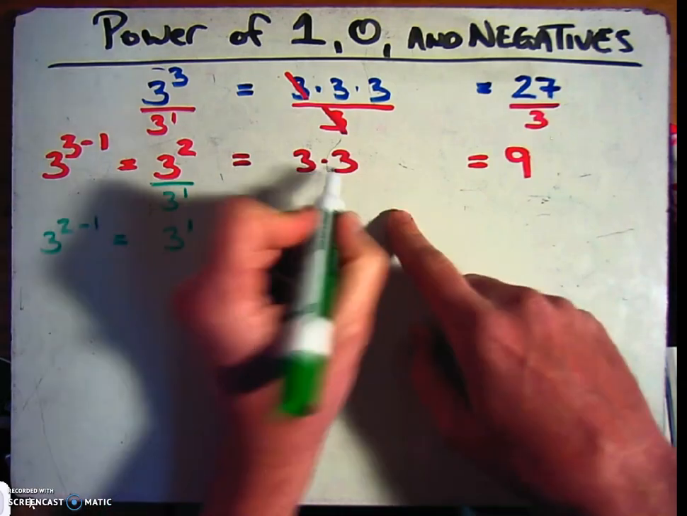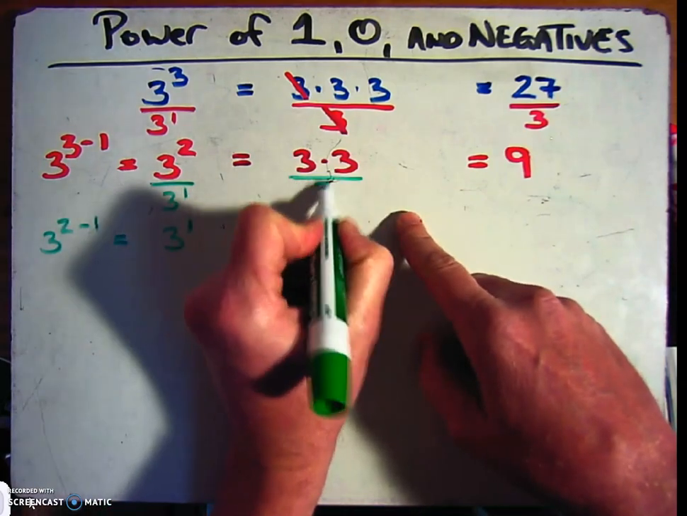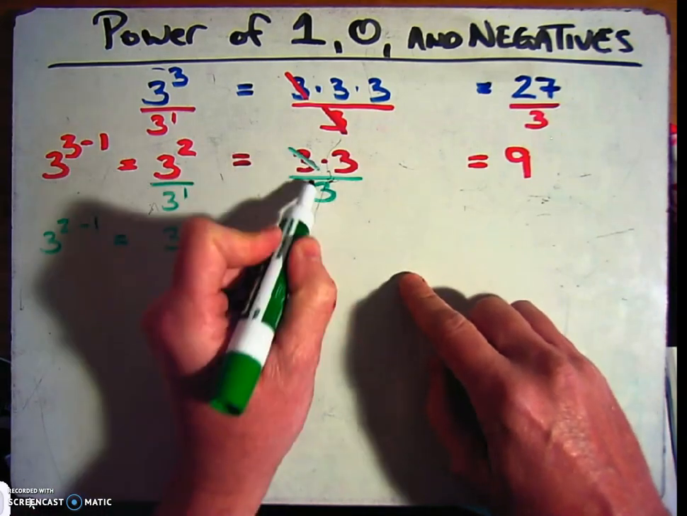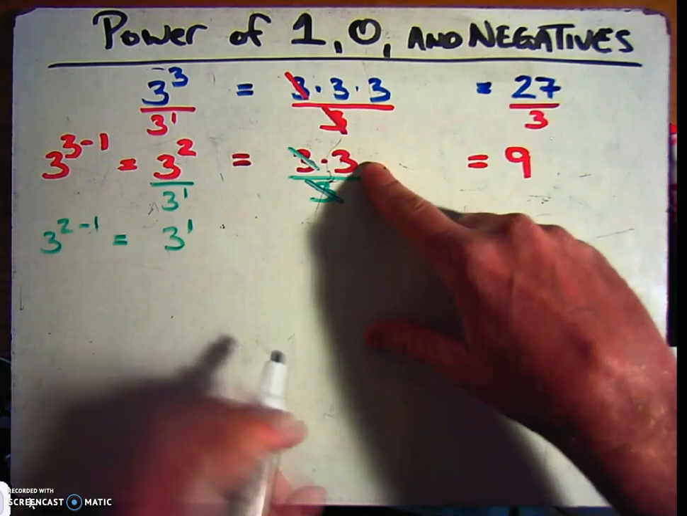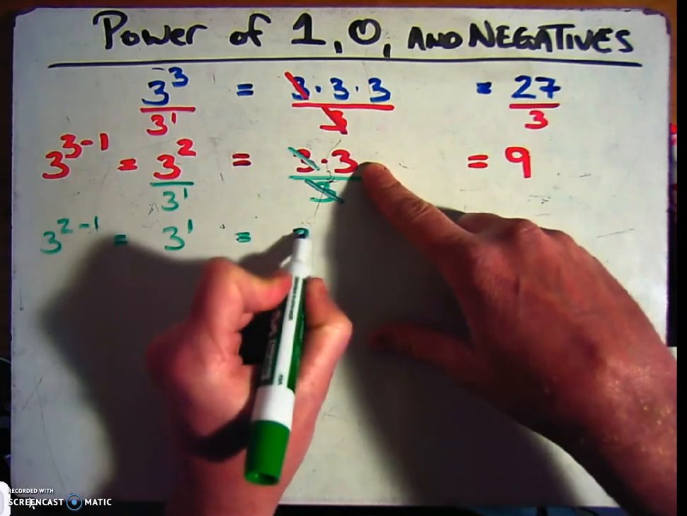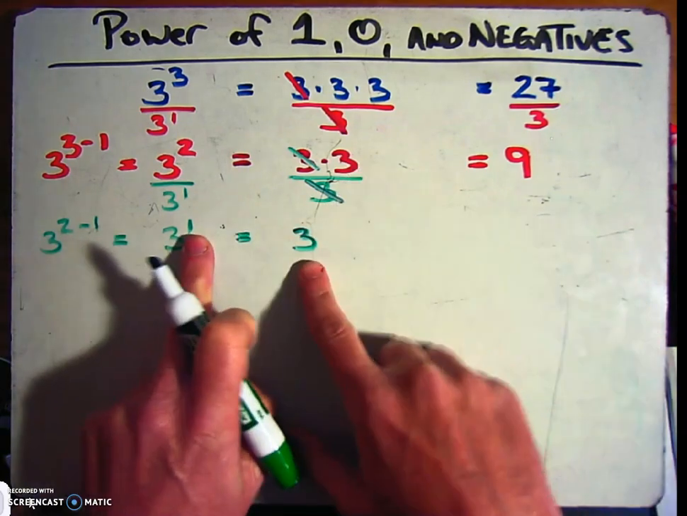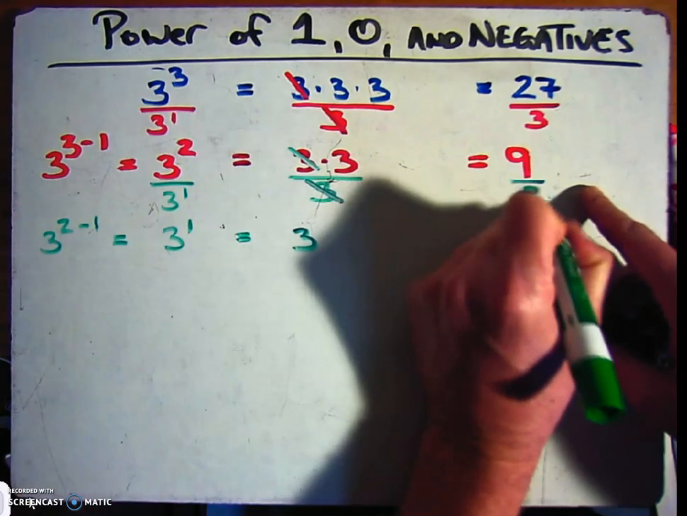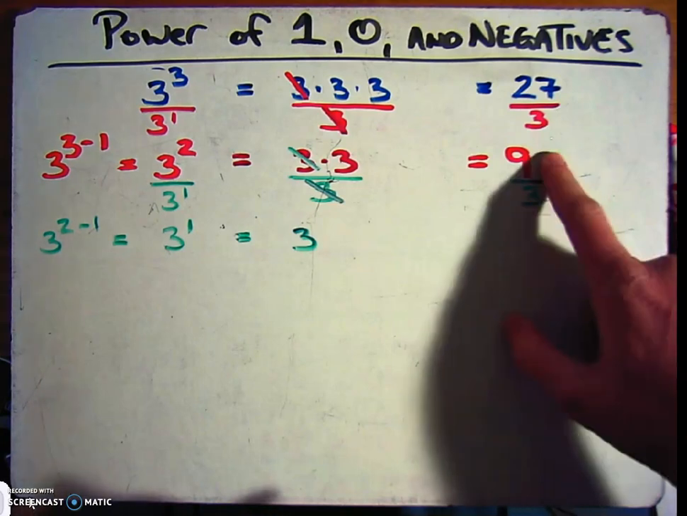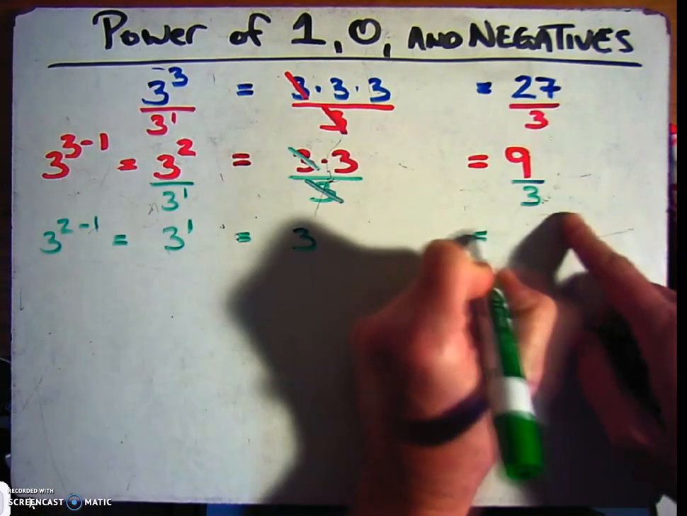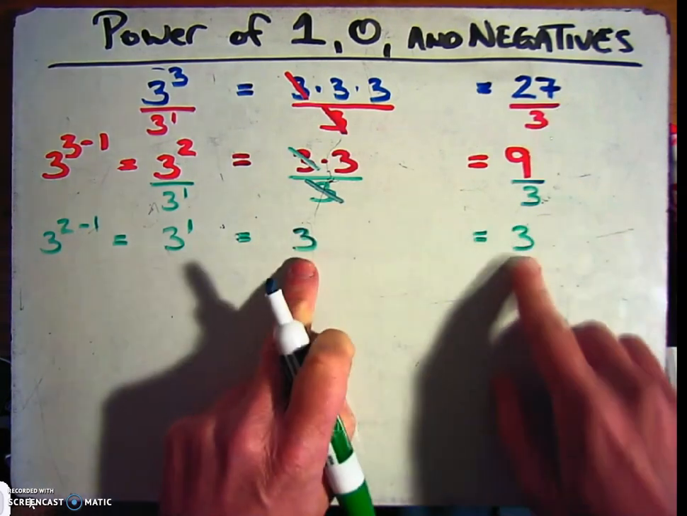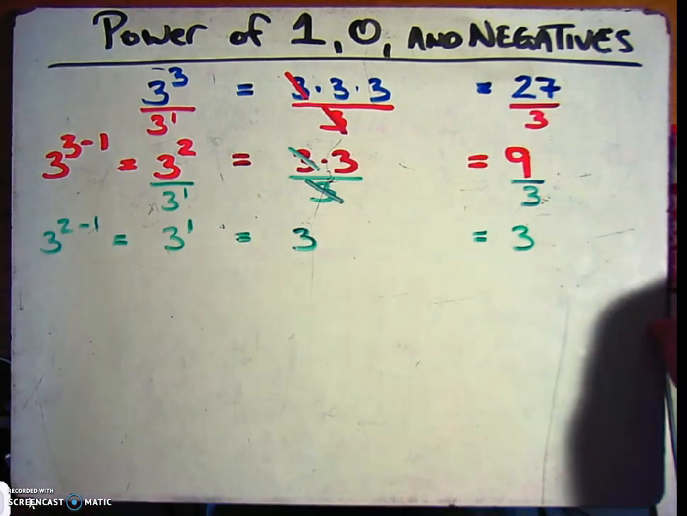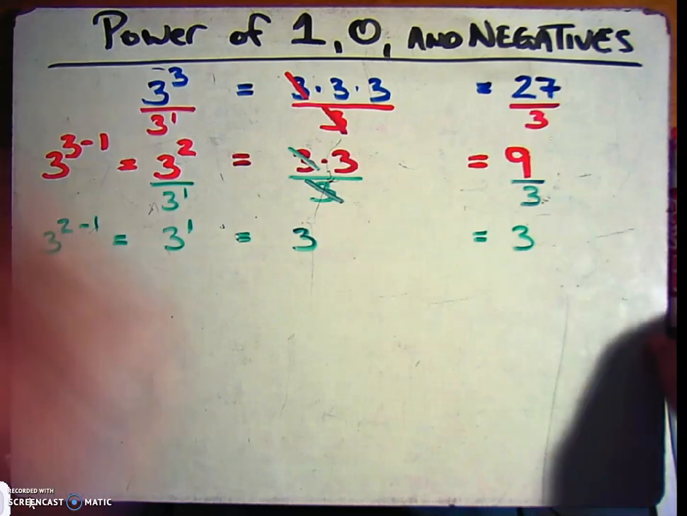I'm going to do the same thing in the middle. I'm going to divide this by a 3. Now 1 3 on top cancels with 1 3 on the bottom, leaving me with just a 3 in the numerator, which is what 3 to the first power is. I'm going to take this side and divide it by 3. 9 divided by 3 is equal to 3, which is the value of 3 to the first. Now let's continue this dividing concept.